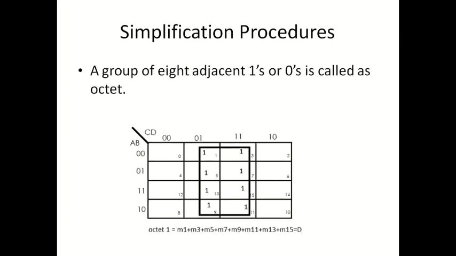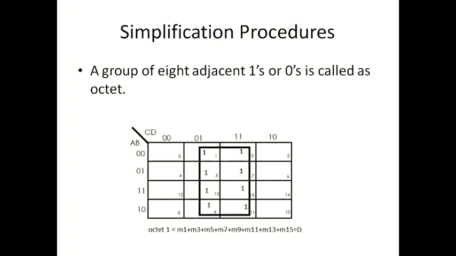Then the next example is a group of 8 adjacent ones, which is called an octet. Now this is an example of an octet where we can group these 8 ones together. If you are taking an octet, then in this example we have to take all the 4 rows and the second and the third column. Now, if you see all four rows, in the first two rows B is changing its value, while in the third and the fourth row, again B is changing its value. So we have to cancel B.